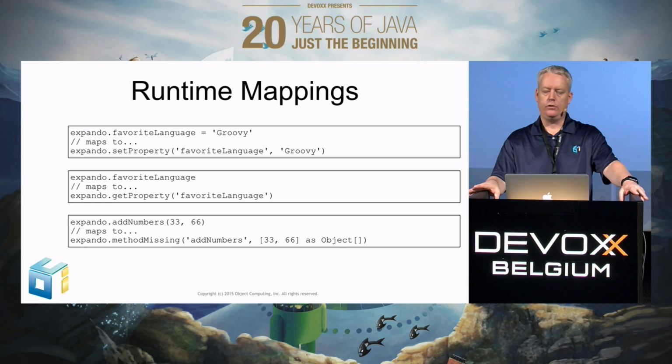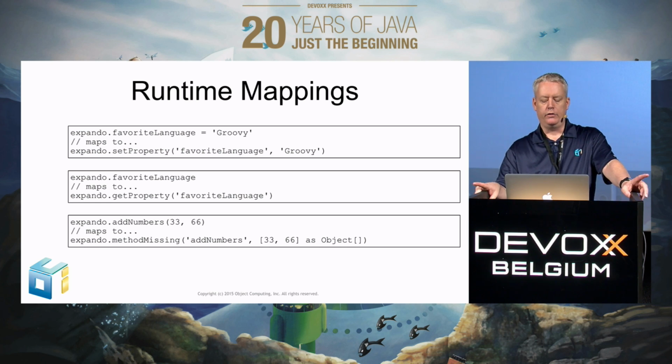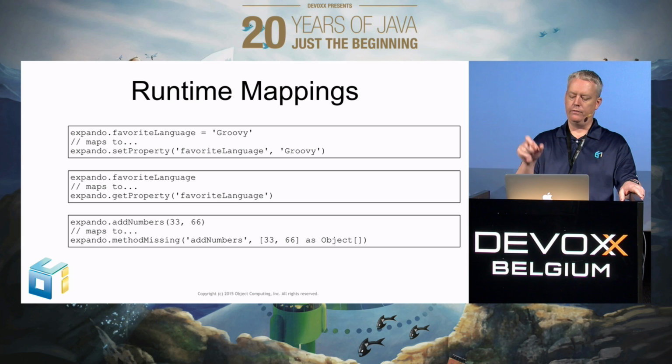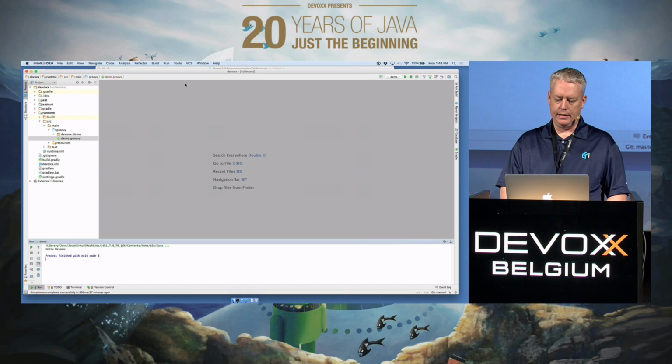But one of the last things Groovy will do before throwing that missing method exception is check to see if there's a methodMissing method in the class that Expando is an instance of. So in this case, it'll be the Expando class. And there is a methodMissing method in the Expando class. So Groovy will invoke that instead of throwing a missing method exception. So let's jump into an IDE and exercise some of that.